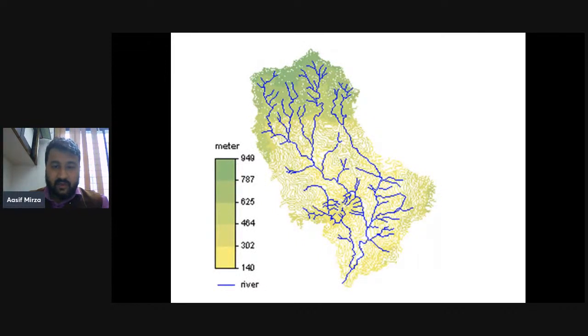Another example you can see here. This is the topographical view of a catchment area, in which the river is shown in the yellow line, and this green or yellow shaded portion is the catchment area. This yellow line is the river, and this green shade shows the dimension in meters, that is 949, 787, 627. This is 140. So this is the area or the distance of that particular catchment area in meters.